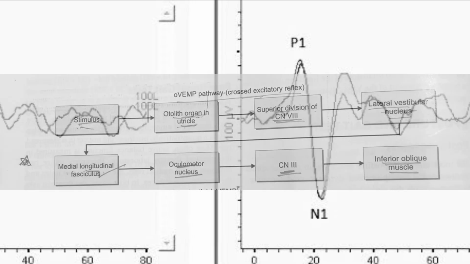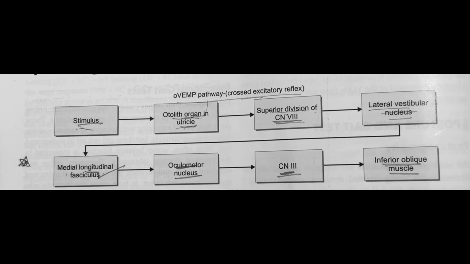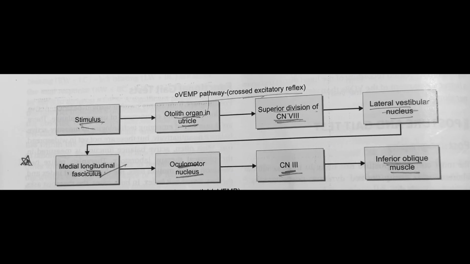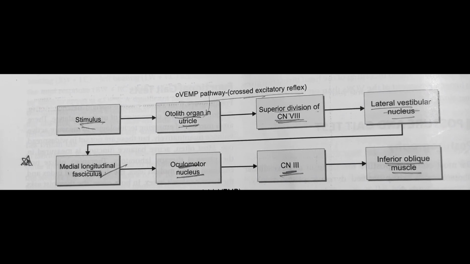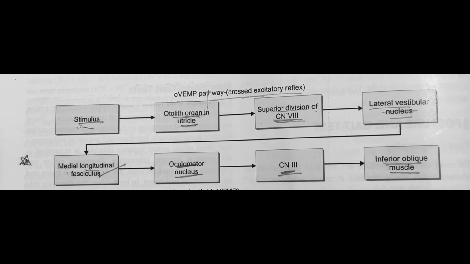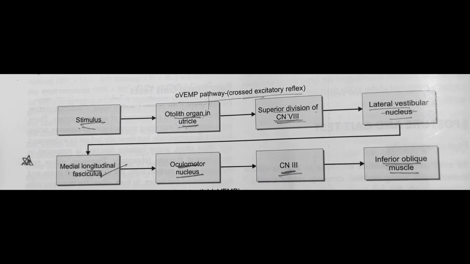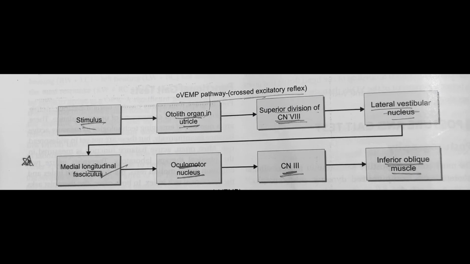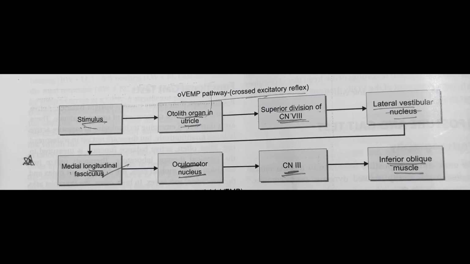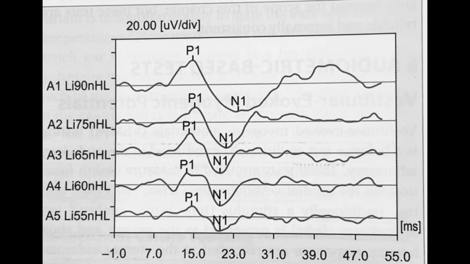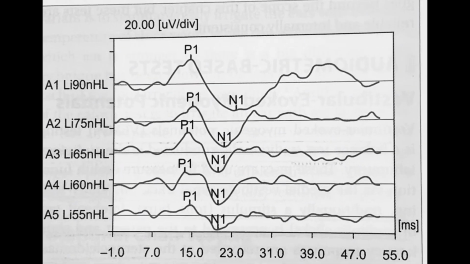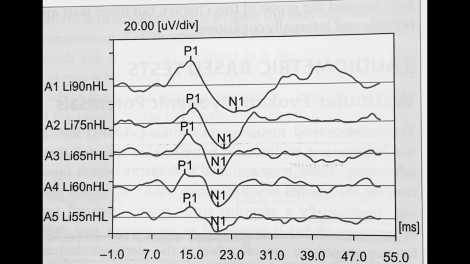In contrast, the oVEMP pathway targets the utricle and the superior vestibular nerve. Here's the sequence. A stimulus, such as a tone burst or forehead tap, activates the utricle, which detects linear acceleration and gravity. The utricle sends signals through the superior vestibular nerve to the vestibular nuclei.